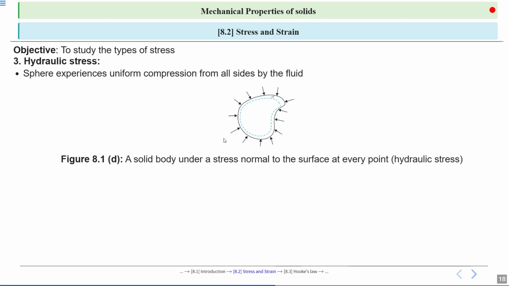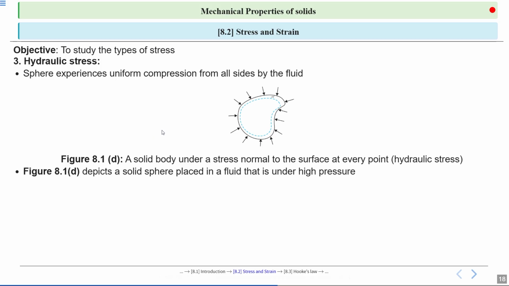So, a sphere experiences uniform compression from all sides by the fluid. This is a visual representation of hydraulic stress. The fluid applies pressure evenly across the surface of the sphere from all directions. Look at here, from all directions.